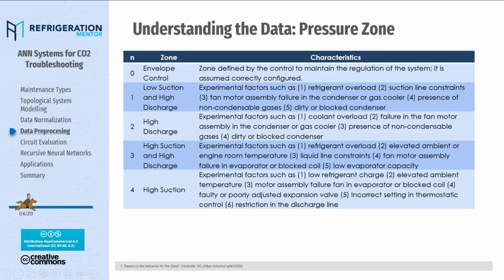For us as technicians, we must know how to solve this. For example, in this case, when we have high suction and high discharge, we have experimental factors such as refrigerant overload, maybe elevated ambient or engine room temperature, liquid line constraints, fan motor assembly, and maybe low evaporator capacity.